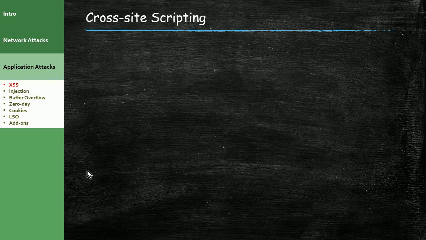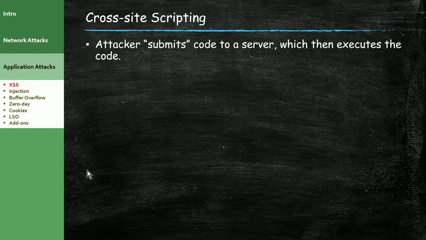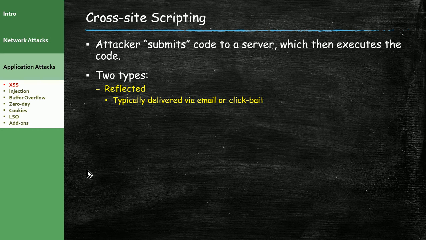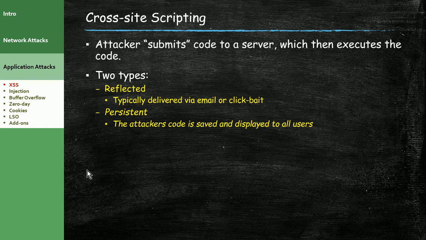For example, the first one we're going to talk about is cross-site scripting attacks. These are extremely common. They still happen all the time, and it's something we definitely need to protect ourselves against. And it's good to understand how they work and how attackers use these different techniques. So basically, a cross-site scripting attack is where an attacker submits code to a server, which then executes the code. There are two types of these attacks. One is called the reflected attack, which is typically delivered via email or clickbait. And the other one is a persistent attack, which is where the attacker's code is saved and displayed to all users. So I'll explain how this works.